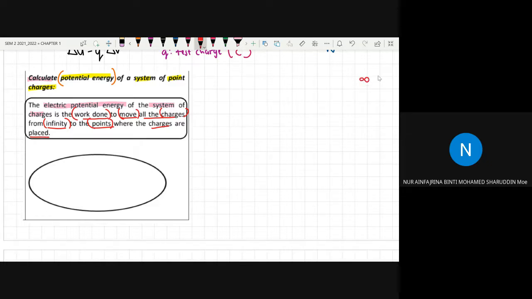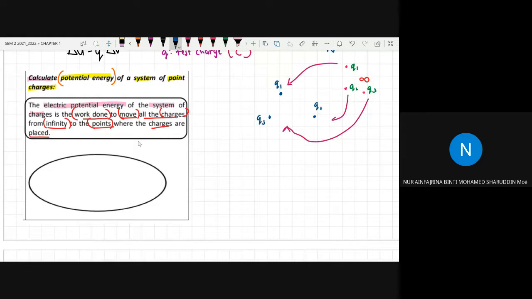For example, awak ada infinity. Infinity dekat sini. So sekarang contohnya dekat infinity akan ada charge 1, charge 2 dan charge 3. So now awak kena gerakkan ketiga-tiga charge ni. You must move this 3 charge to a point. Okay, awak kena move to a point. Contoh ni contoh Miss buat. So bila awak move to a point, so dia dah jadilah dekat sini adalah awak punya Q1, dekat sini adalah Q2 dan dekat sini adalah Q3.